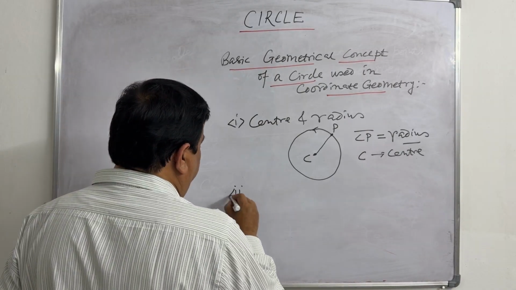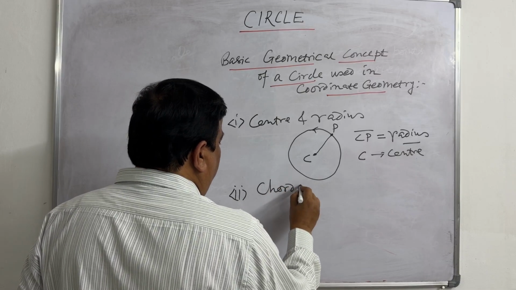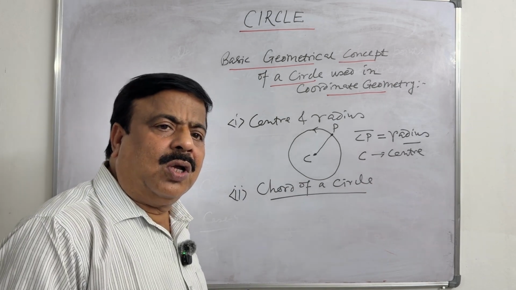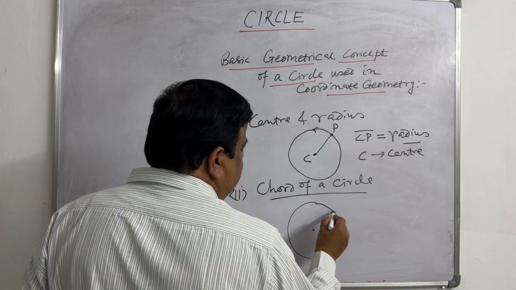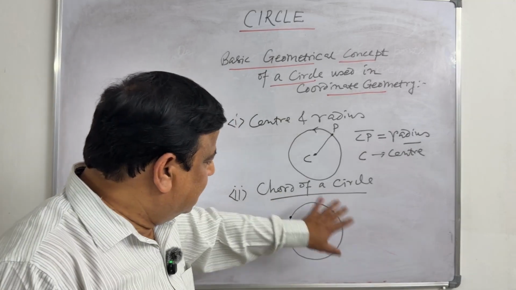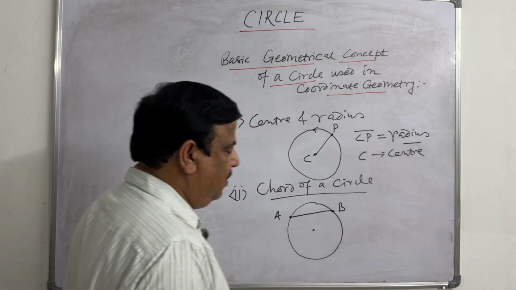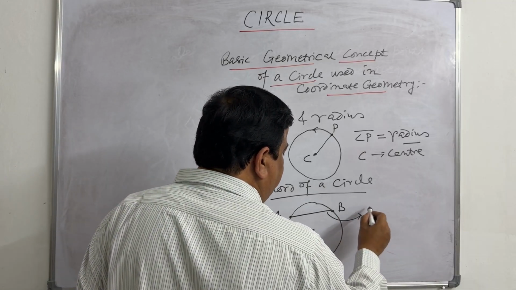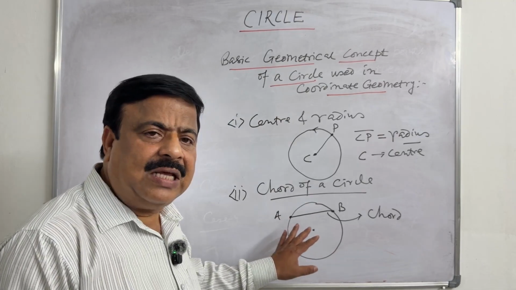Next point is the chord of a circle. किसी भी सर्कल का chord क्या होता है? Suppose this is the circle. Take any 2 points on the boundary of the circle called the circumference, say A and B. If you join A and B, you are getting a line segment, and this line segment we call a chord. There are infinite number of chords of a circle.